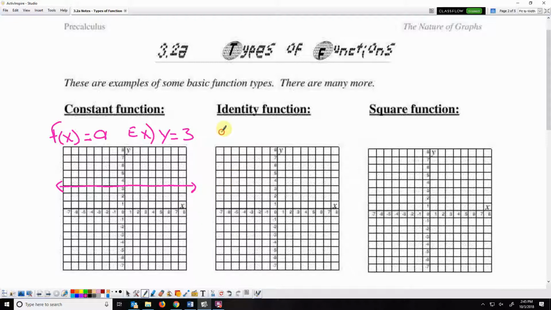An identity function, f of x equals x, or y equals x, which means whatever the x value is, the y value is the same. So if x is 0, y is 0. If x is 1, y is 1. If x is 2, y is 2. And so on. So an identity function looks like this.